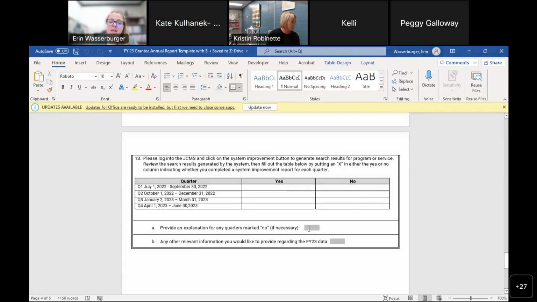And then let us know why there's a no, because as I said, everybody who has a system improvement program funded should be entering into that system. One reason I can think of for a no would be if you're funding training and it is set for February, then you're not going to have anything in quarter 1 or quarter 2. But then you'll have information for quarter 3.